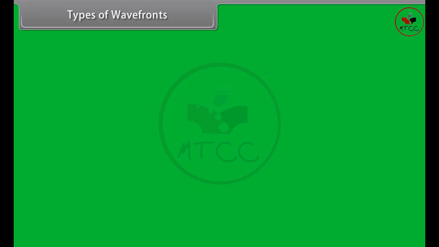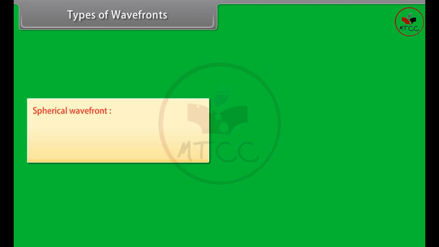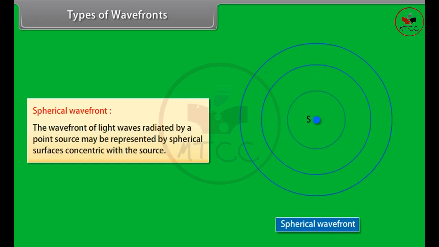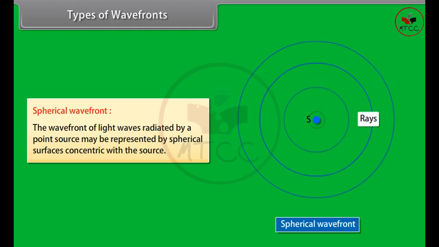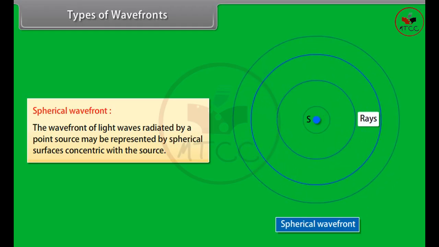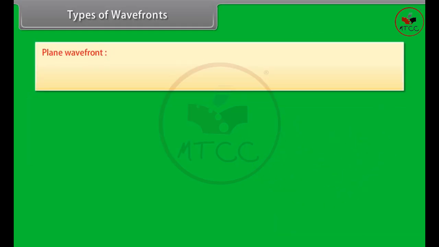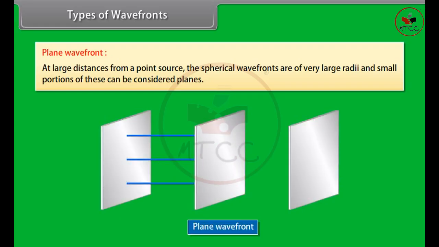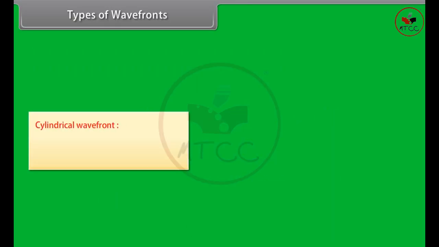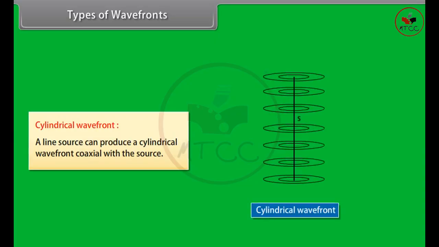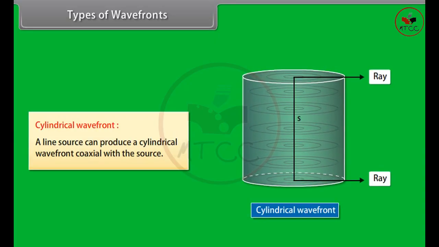There are different types of wave fronts which are given as spherical wave front. The wave front of light waves radiated by a point source may be represented by spherical surfaces concentric with the source. Plane wave front. At large distances from a point source, the spherical wave fronts are of very large radii and small portions of these can be considered planes. Cylindrical wave front. A line source can produce a cylindrical wave front coaxial with the source.